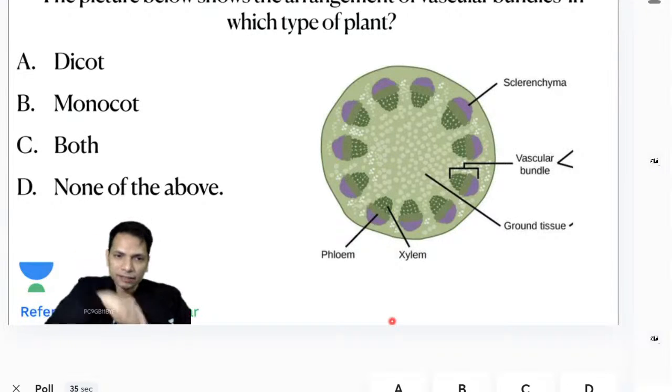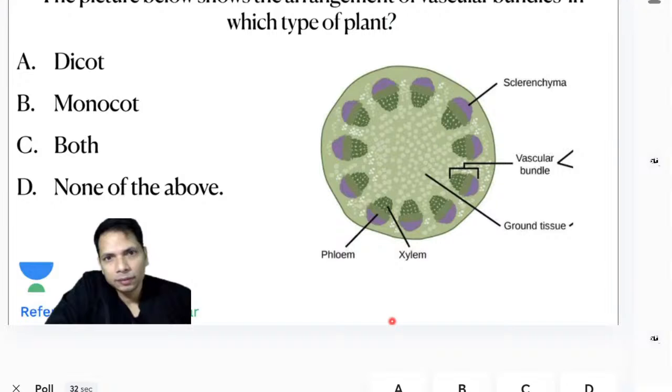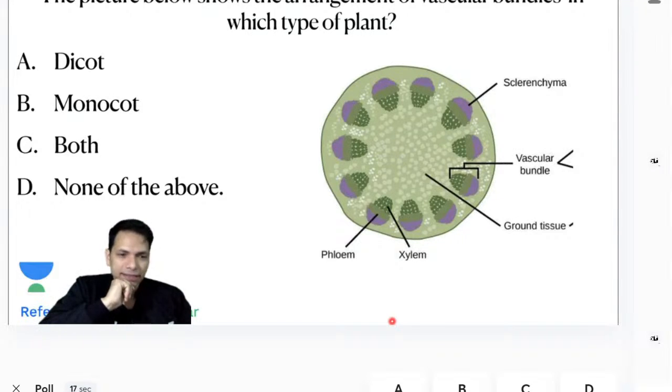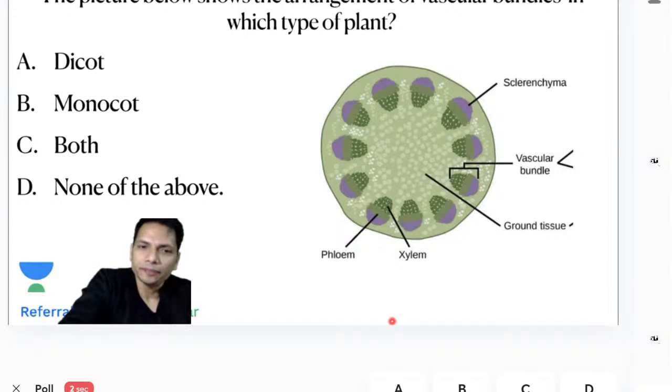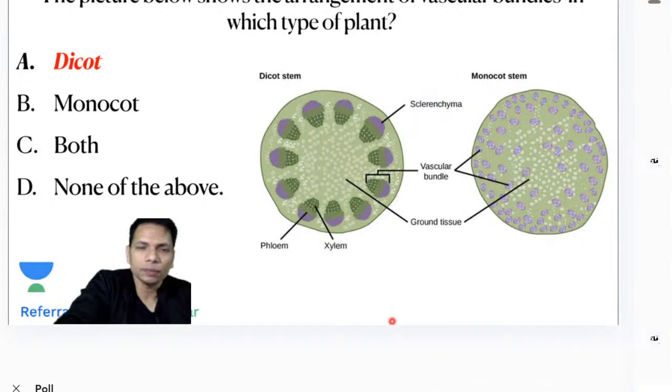Here a transverse section of a plant stem is given. Which plant is this? Is it a dicot plant, monocot plant, both or none of the above? See, this is a Class 9 Tissue chapter question. Okay, Akanksha is right, very good. So the answer is that it's a dicot plant.